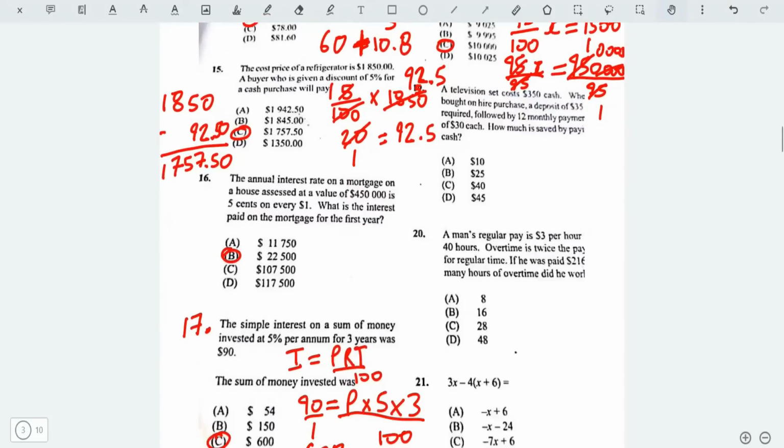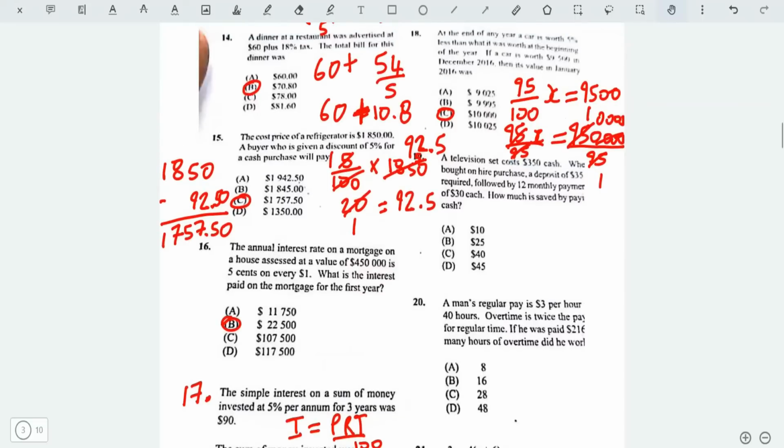Nice. I know this is a repeat, number 19. I'm not sure which question or which year it came from. Was it 45? I believe it's 45. It looks like a repeat, but let's work it out. A television set costs $350, and it says it was bought on hire purchase. A deposit of $35 is required, followed by 12 monthly payments of $30. How much is saved by payment with cash?